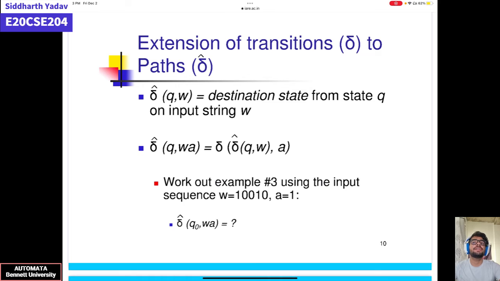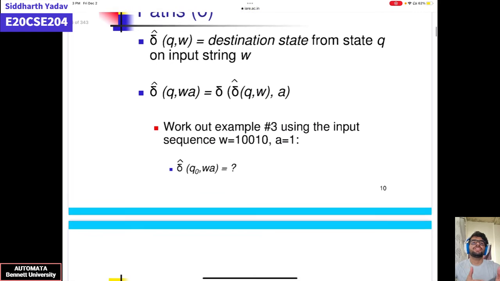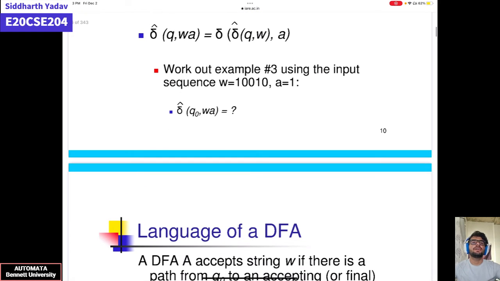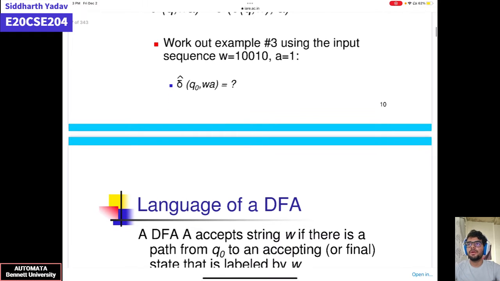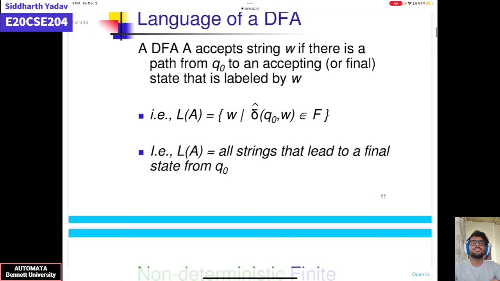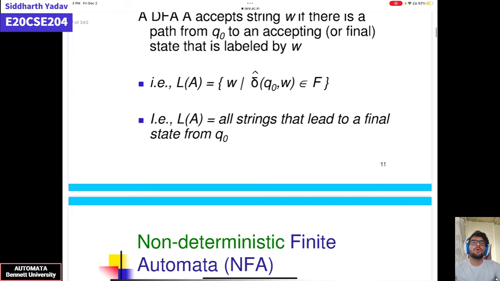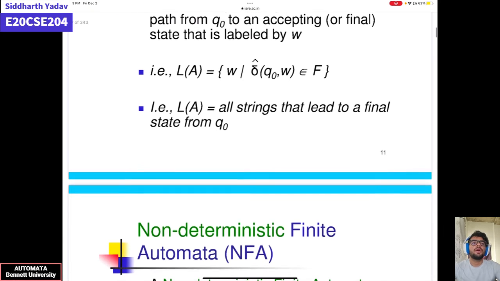Extension of transition to paths. Delta hat of Q and W is the destination state from Q on the input W. Work out example 3 using the input sequence W equal 1001. This is the language of a DFA. DFA A accepts string W if there is a path from Q0 to the accept or final state that is labeled by W.